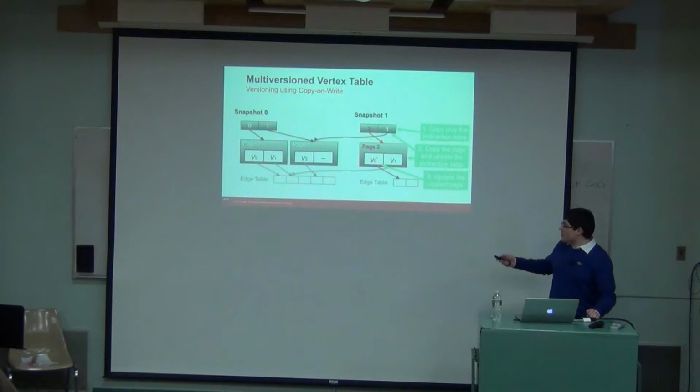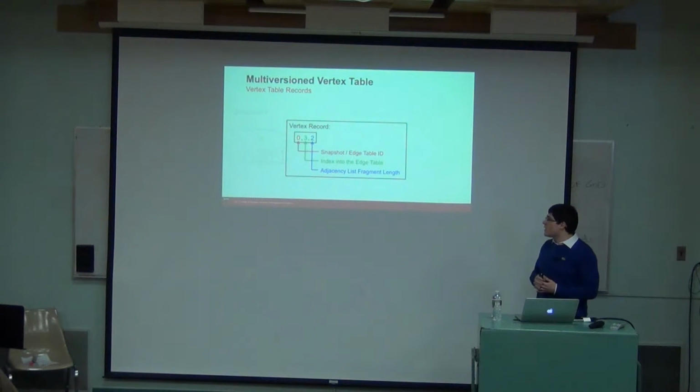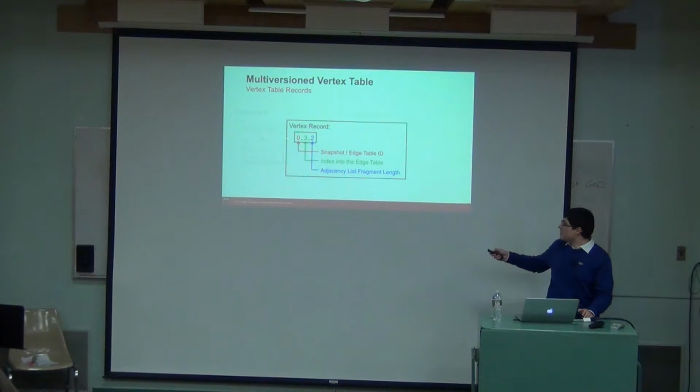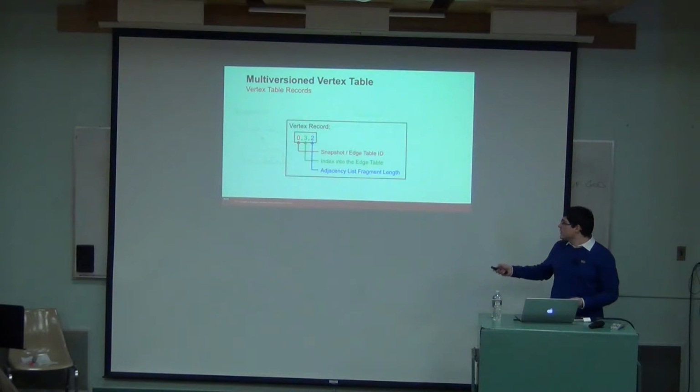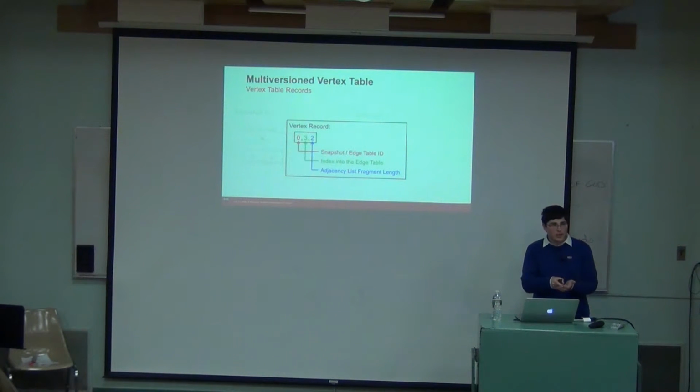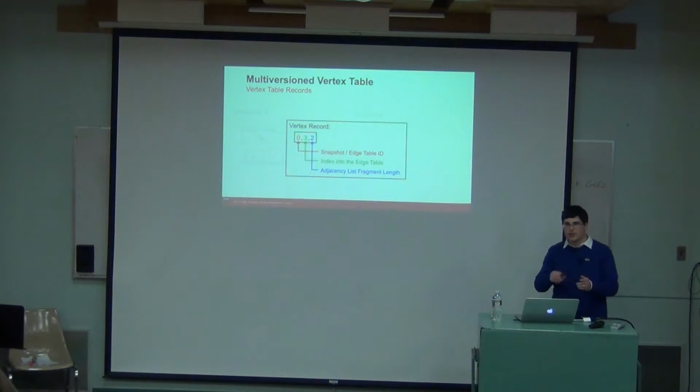So for now, I've been using V0, V1, V2. Now let me tell you what each of these are. We're storing 3 numbers. We pack them in 16 bytes. The first is the snapshot or edge table ID, because we are going to point to one of the edge tables, so we need to figure out which edge table we are pointing to. Then the second number is the index in the edge table, so where in the edge table, and the last number is how many edges are at that position.